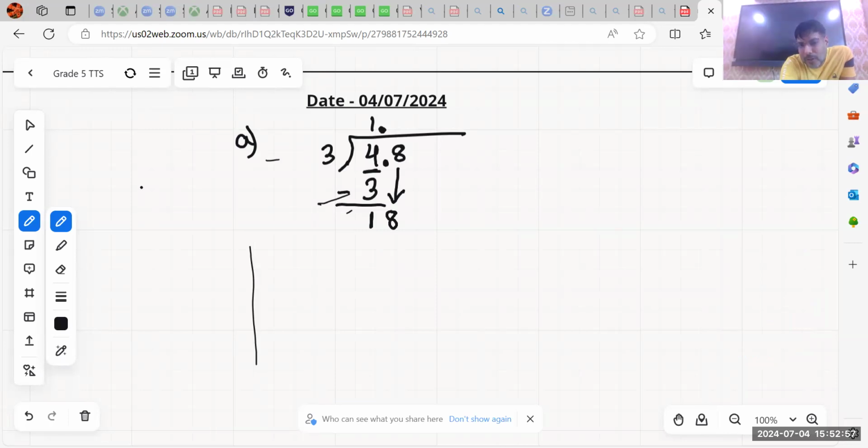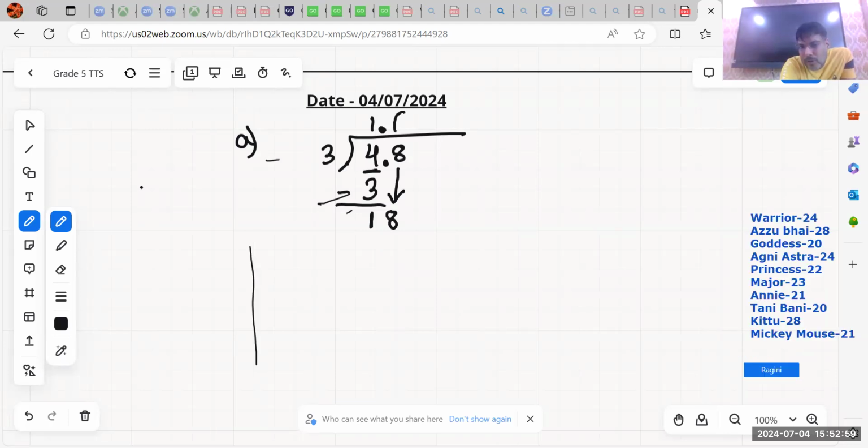8 will fall down. So I have already put a decimal point. So 3 sixes are 18. So my question is solved. Understood?